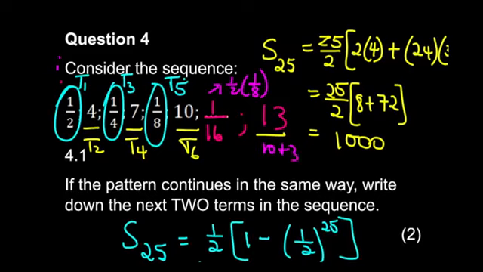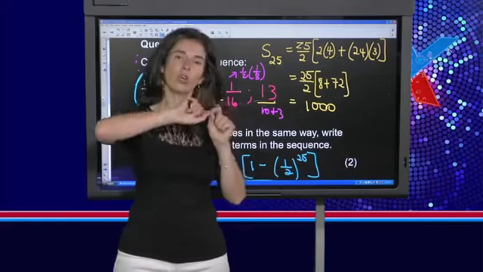So the blue sequence is geometric with a ratio of a half, so I'm multiplying by half all the time, and the yellow sequence is an arithmetic sequence, so we're adding 3 all the time. So it just depends on which sequence you've taken.